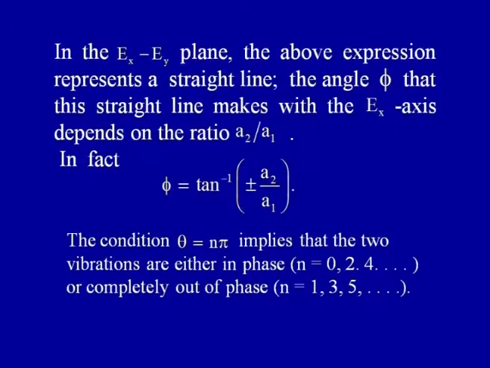The condition theta equal to n pi implies that the two vibrations are either in phase, if n is even: 0, 2, 4, which means theta is equal to 0, or a phase difference of 2 pi, 4 pi, 6 pi, or completely out of phase, which means n is equal to 1, 3, 5, the phase difference theta is equal to 1 pi, 3 pi, 5 pi. This means a phase difference of half a vibration or 3 half vibrations or 5 half vibrations.